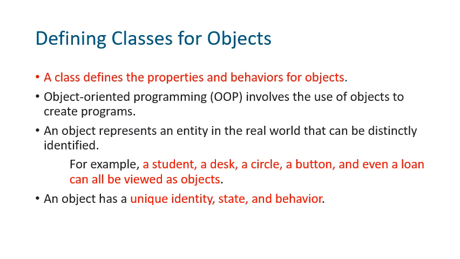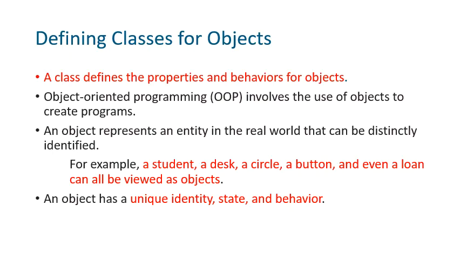Defining classes for objects. A class defines the properties and behaviors for objects. Object-oriented programming (OOP) involves the use of objects to create programs. An object represents an entity in the real world that can be distinctly identified. It may refer to any object, any place, a person's name, and so on. For example, a student, a desk, a circle, a button, and even a loan can be viewed as objects.